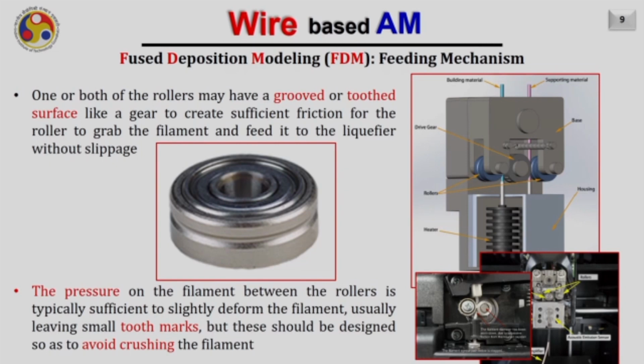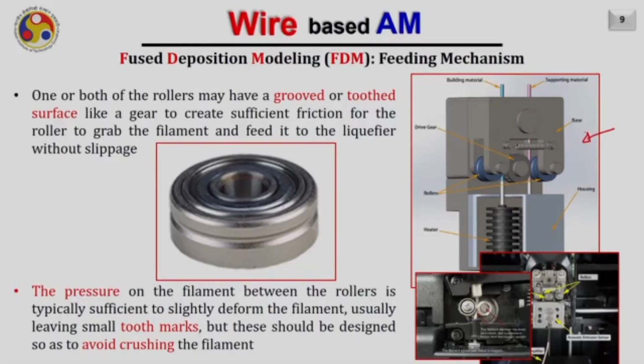The pressure on the filament between the rollers is typically sufficient to slightly deform the filament so that the contact area can increase, but it should not increase beyond a certain value, because after that it may also crush the wire, and if the wire is crushed, you will find some marks on the periphery of the wire when it gets pinched into the liquefier.